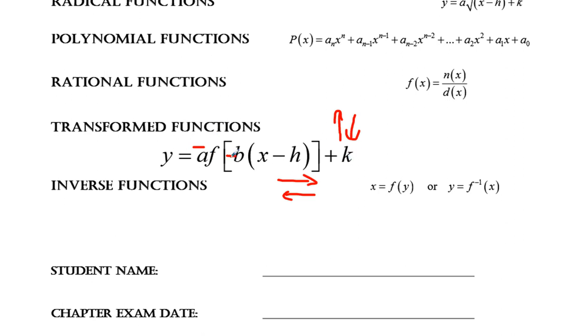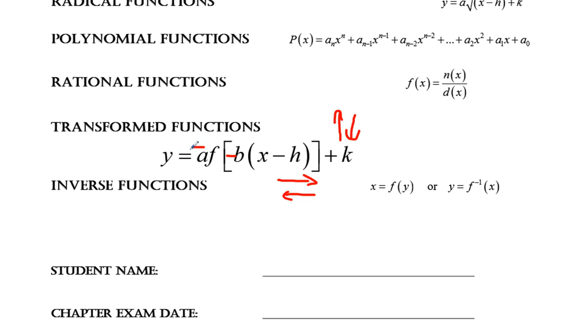When B is a negative, that influences X. Notice how B and H are so close to X? They're X issues. When you got a negative B, that's a reflection over the Y axis. What was a positive X will become a negative X. What was a negative X will become a positive X.